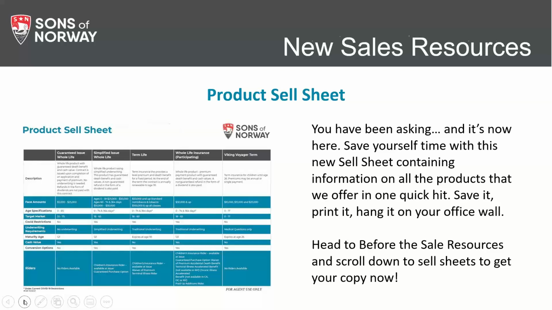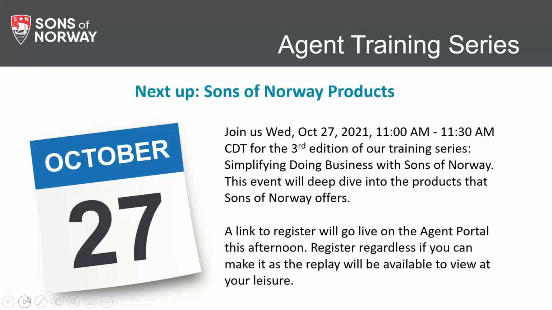This new resource leads me into a promo for our next agent training series. So this is part 3 in our How to Do Business with Sons of Norway, or Simplifying Doing Business with Us. As I mentioned, last month was around what we consider in good order, and the previous month was all about how to do business with us and navigating common pitfalls that agents have fallen into that we would like to help you with. So both of those are available for replay on our agent portal, and we can include links for that.